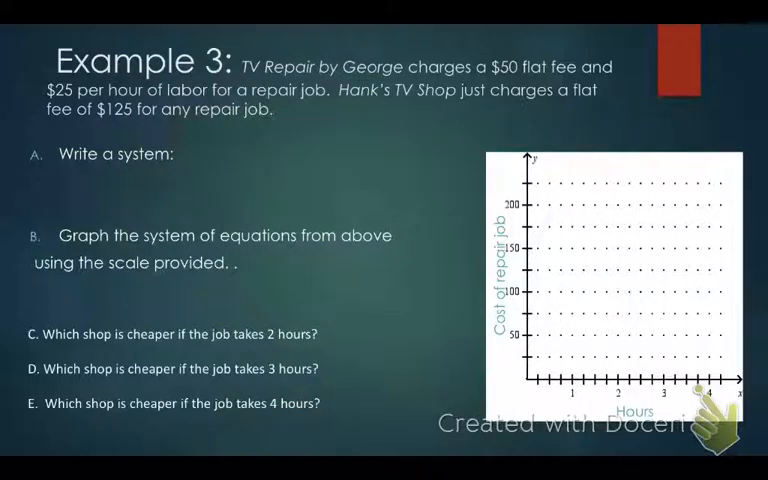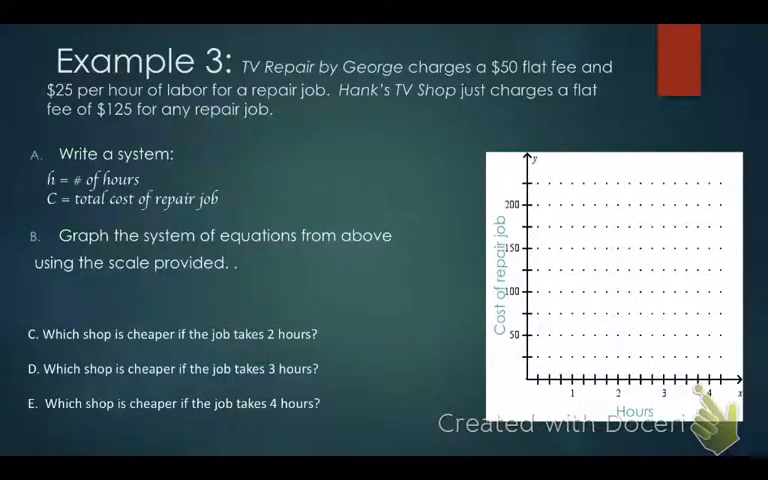Example 3. TV Repair by George charges a $50 flat fee and $25 per hour of labor for a repair job. Hank's TV shop just charges a flat fee of $125 for any repair job. So, I notice that hours is unknown, as well as the total cost of a repair job.